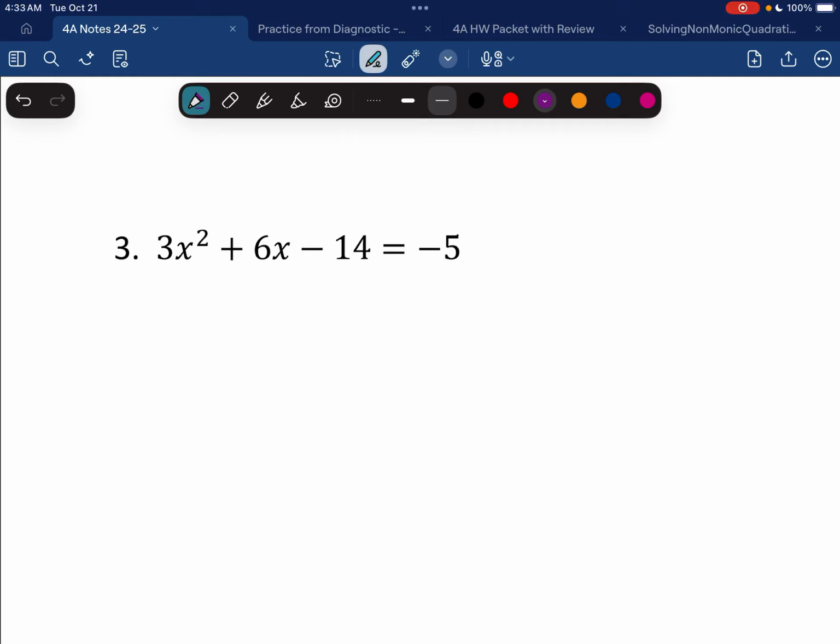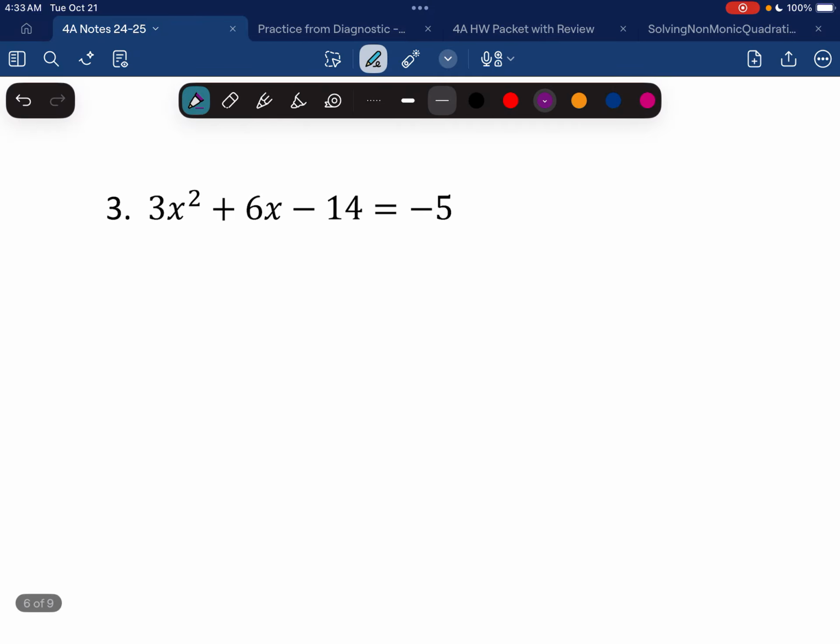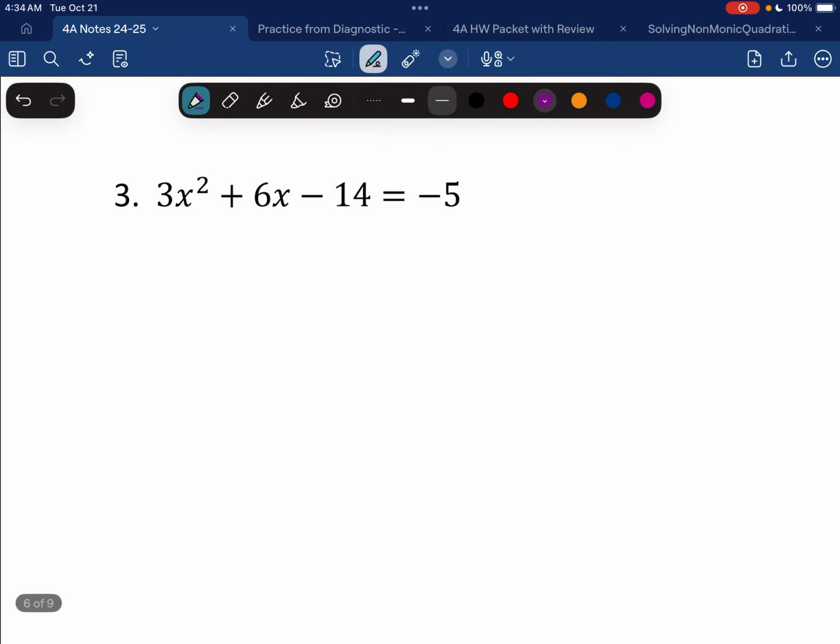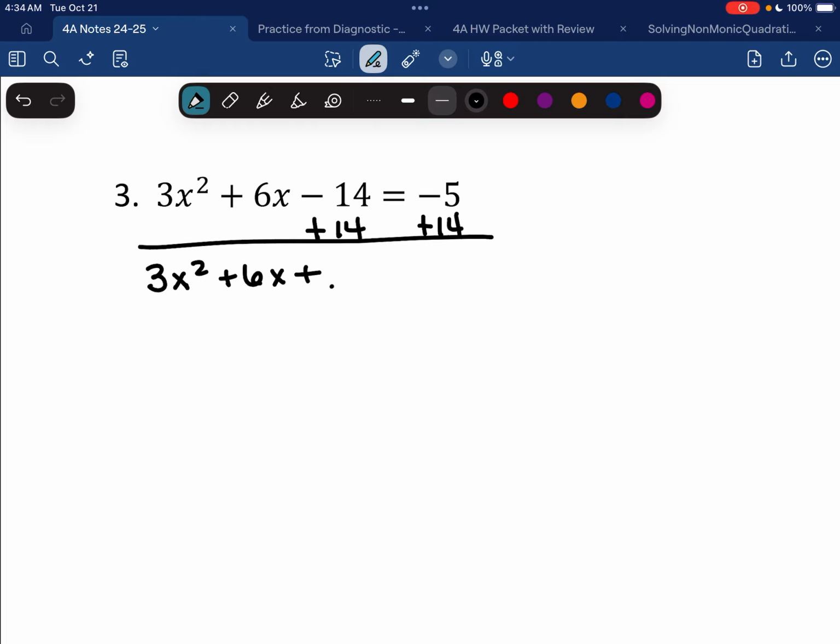This video is to solve by completing the square when a is not equal to 1. So I have a value of 3 in front. The first thing I'm going to do is move 14 to the other side. I'm going to have 3x squared plus 6x plus an unknown value equals 9 plus an unknown value.